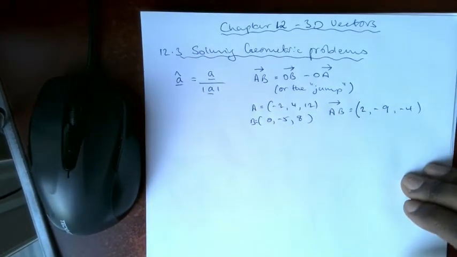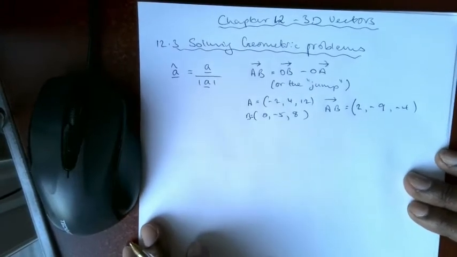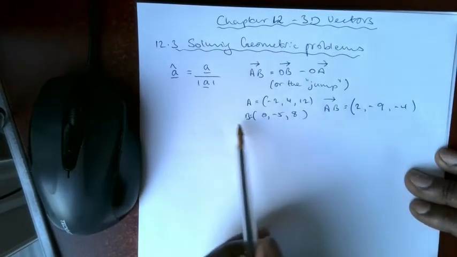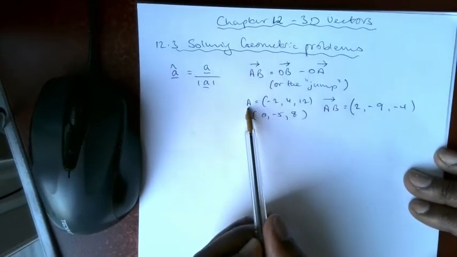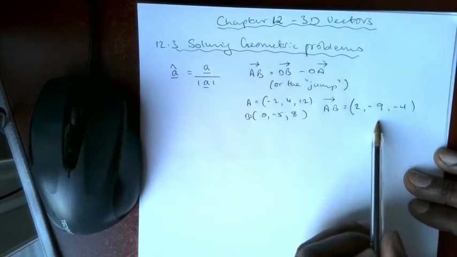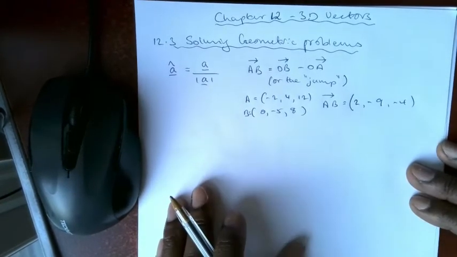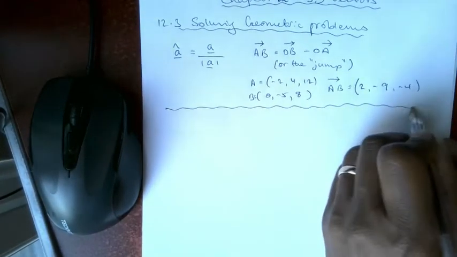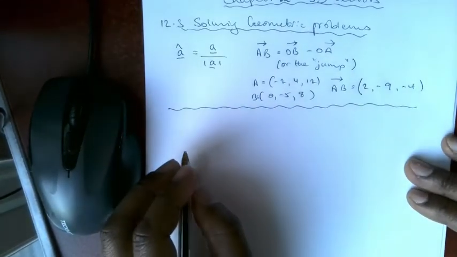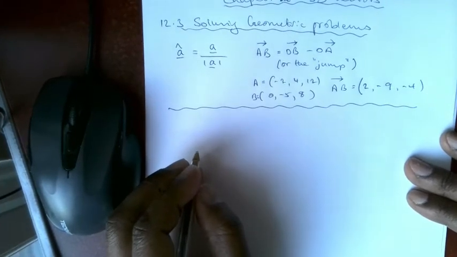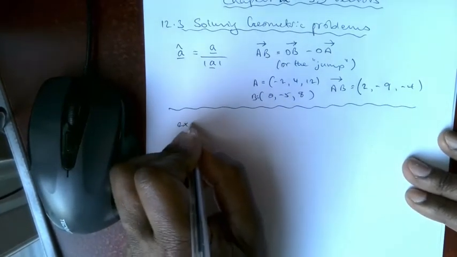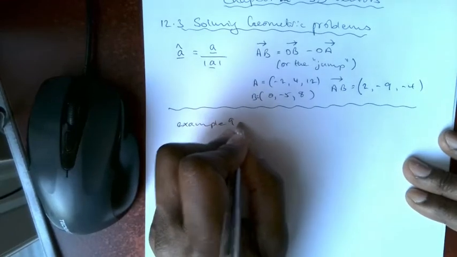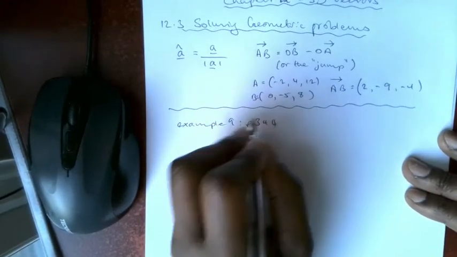Okay, so that's a nice quick way of working out what we call a displacement vector, the vector that's taken us from point A to point B. So what we've got now in this section, there is no new stuff on vectors. It's about solving these geometric problems. So the first thing we're going to do is look at example 9, which is on page 344.